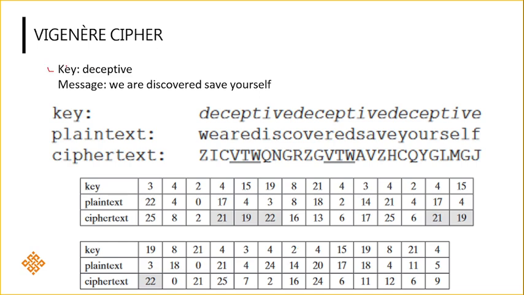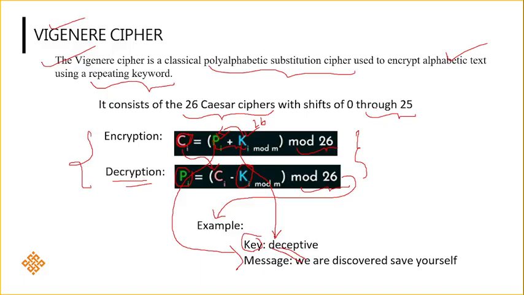So this is the key and this is the original message. First I have taken the key here, that is deceptive, and till here the key is over. Then I am repeating the same key, deceptive, because it should match the length of the plain text. This is your plain text, we have discovered, save yourself. How many characters do we have in the plain text? The same number of characters should be in the key, so we are just repeating the key. That's what I told you at the start, repeating keyword.